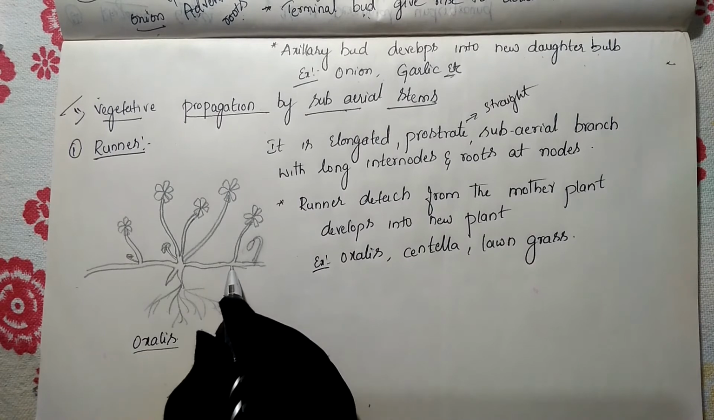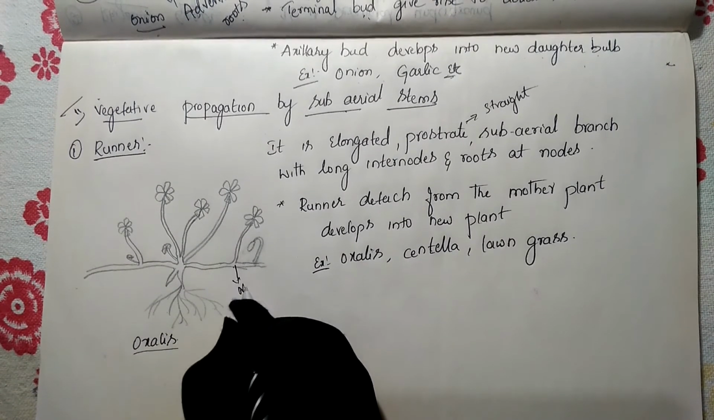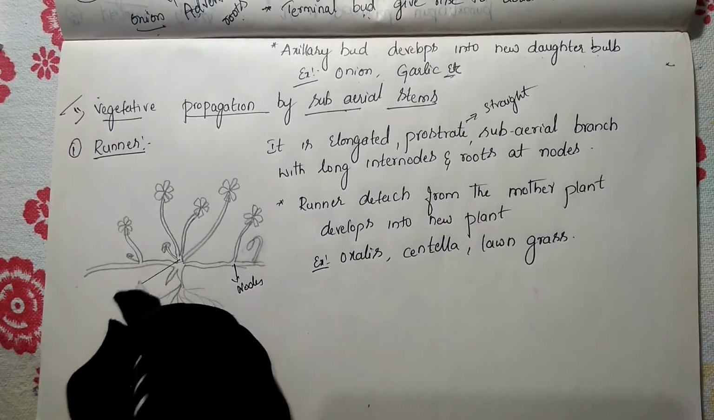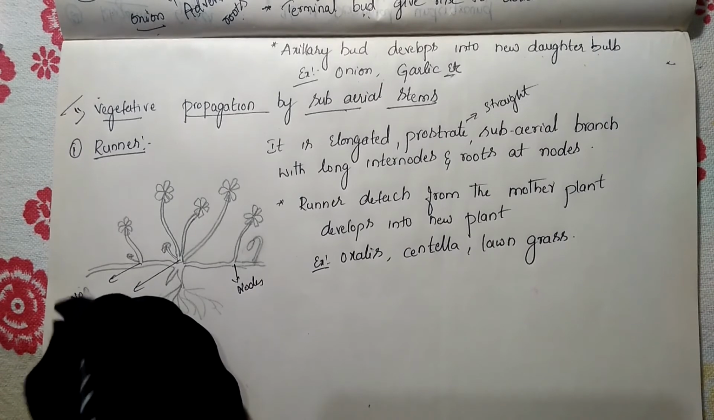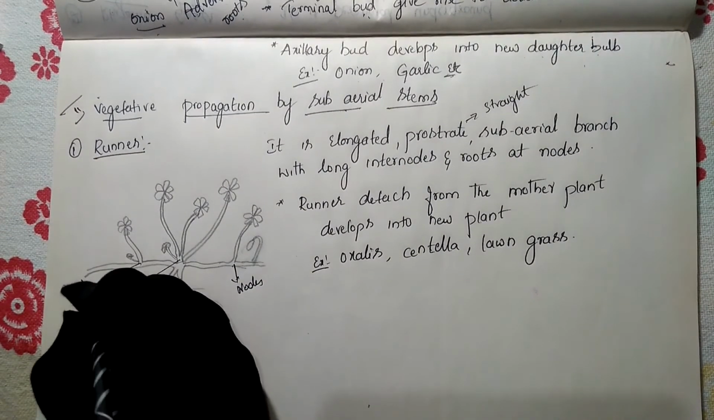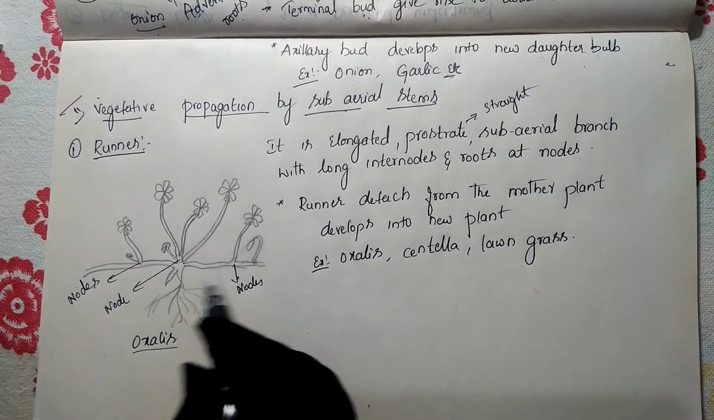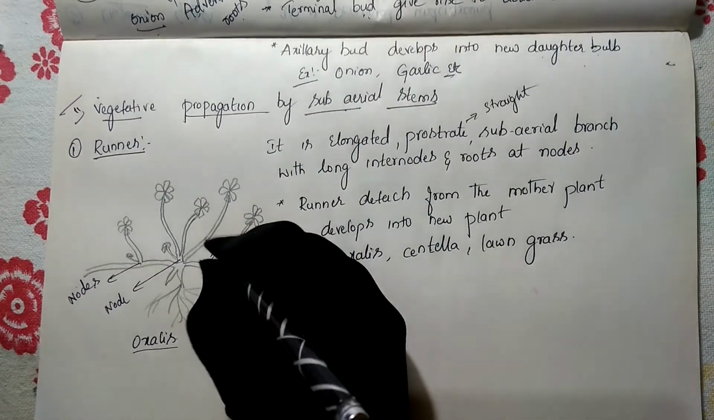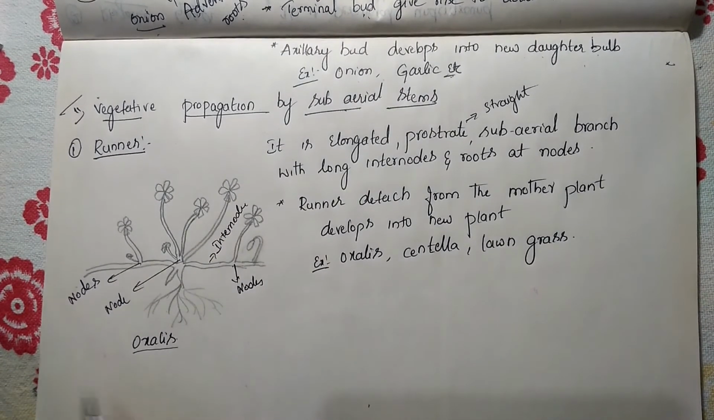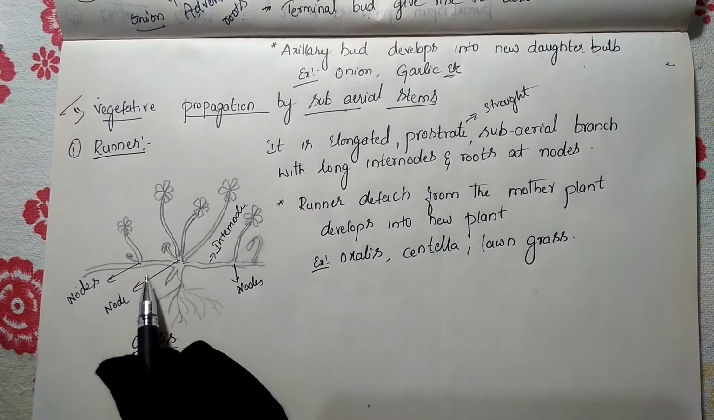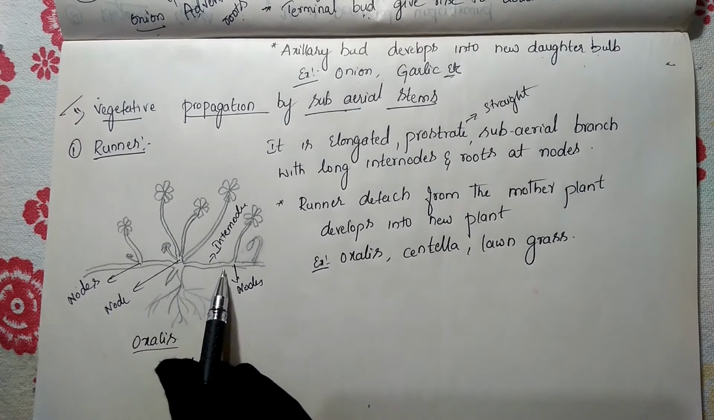It is also showing the nodes and the internodes. This is the node. These are the nodes. This is the node. These are all the nodes, and internodes, you know very well here: the gap present between two nodes we call an internode. So it has long, elongated, prostate, subaerial branches with long internodes.